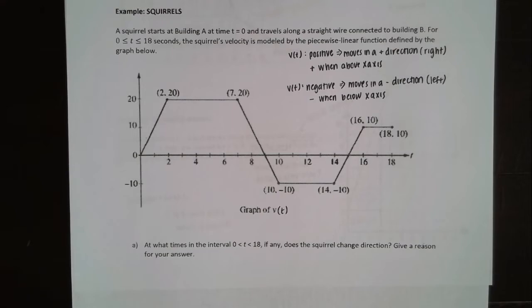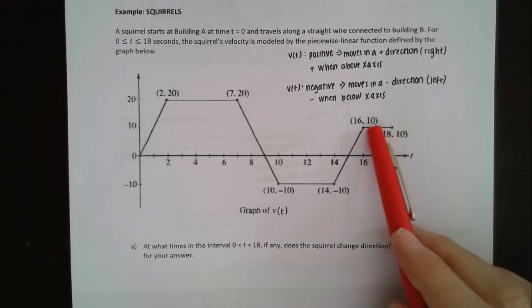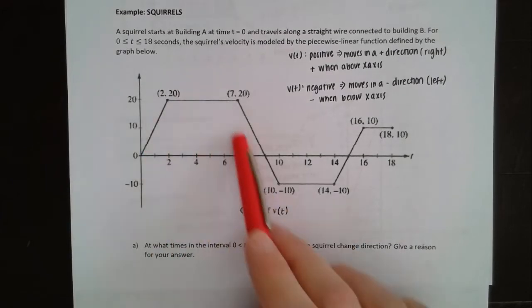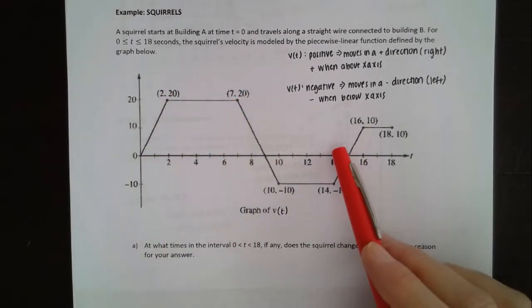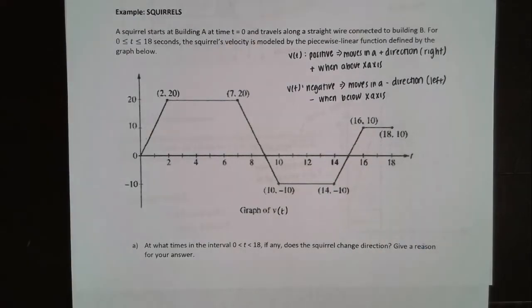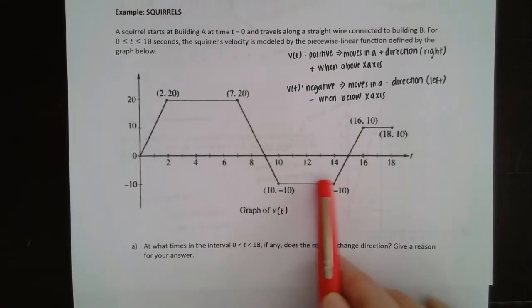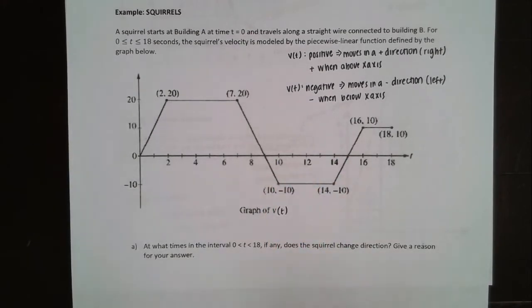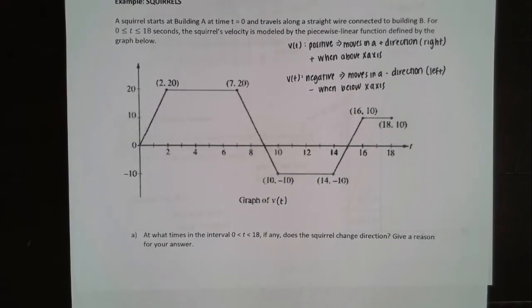Okay, so we know a couple things. We know that our graph is above the x-axis up here, and we know our graph is above the x-axis up here, so that must mean that we are moving in a positive direction up above the x-axis. We also know that we have a piece of our graph that is below the x-axis, so we know that our object, or in this case our squirrel, must be moving in a negative direction down here when the graph is below the x-axis.